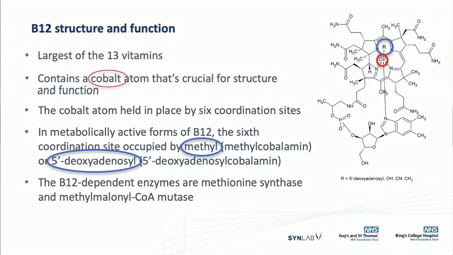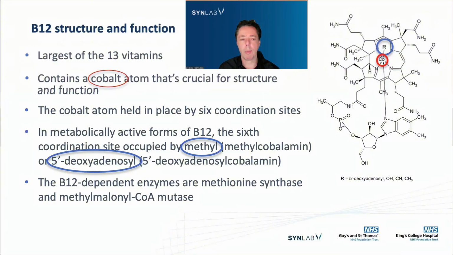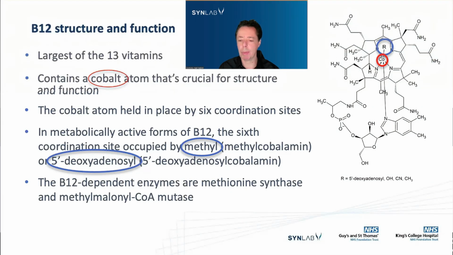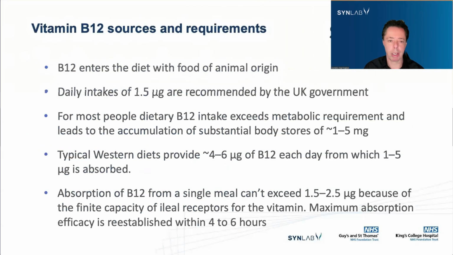And we refer to this form of the vitamin as 5-deoxyadenosylcobalamin. And we have 2 enzymes in our body that require B12 to work. So one of them is methionine synthase, and that requires the methylcobalamin form of B12. And the other one is methylmalonyl coenzyme A mutase, and that requires the 5-deoxyadenosylcobalamin form of B12. So that's probably enough chemistry for us this morning.